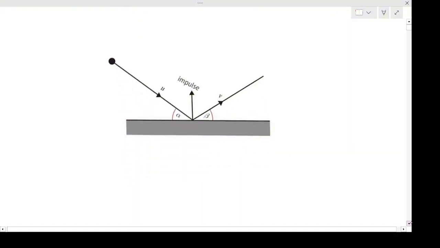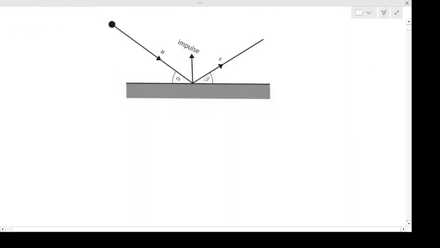As I said, it's moving at an angle. What's happening in this diagram is we've got this little ball, and it moves towards this floor, the ground, with speed u. It's moving with this sort of vector to the floor with that speed, and it hits the floor at an angle alpha.